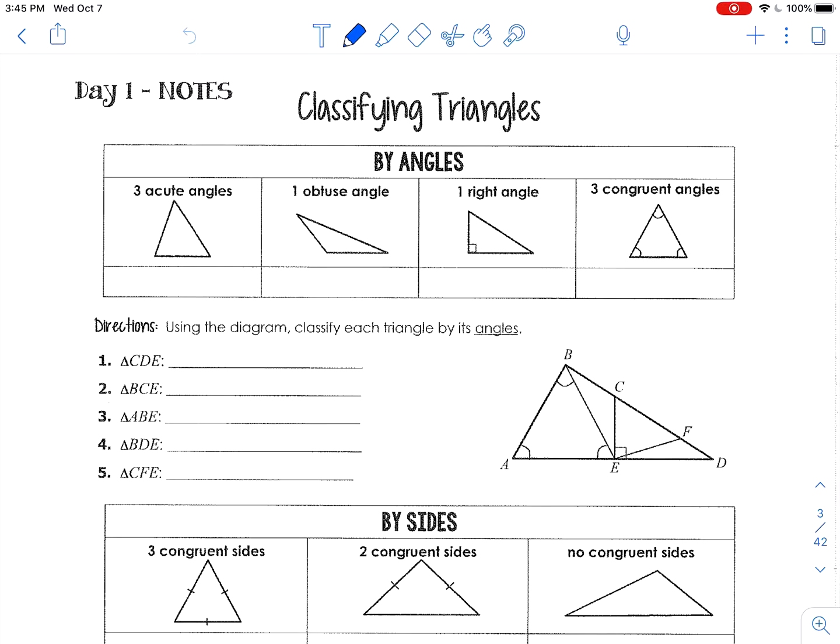These notes are on classifying triangles. And we're going to start by classifying by angles. When you have three acute angles, three angles that are less than 90, you have an acute triangle.